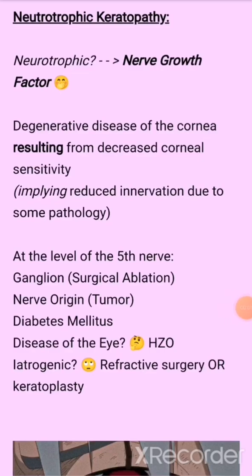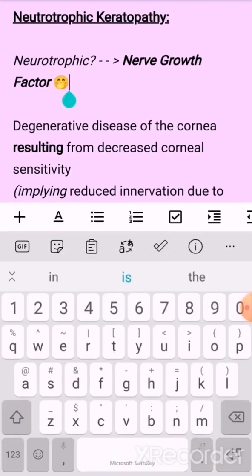Neurotrophic keratopathy, and you can tell from the name that this is a pathology of the cornea. But what about the term neurotrophic? Neurotrophic basically refers to nerve growth factor, and within the name, the pathogenesis is hidden. Neurotrophic keratopathy basically develops because of a deficiency of nerve growth factors.